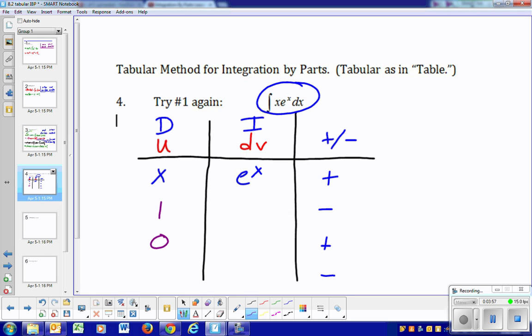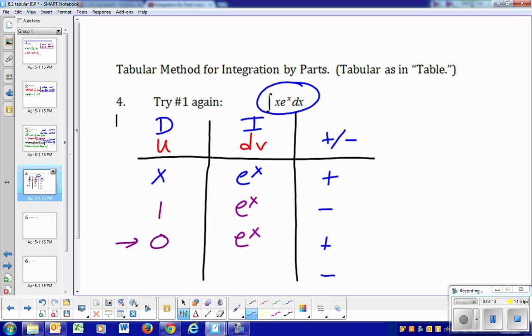And then in the middle column, we're going to anti-differentiate. And the antiderivative of e to the x is just e to the x. Okay, now I did stop here. And the reason that I stopped was that it zeroed out. It went away. And so once you get to a 0, then you quit.